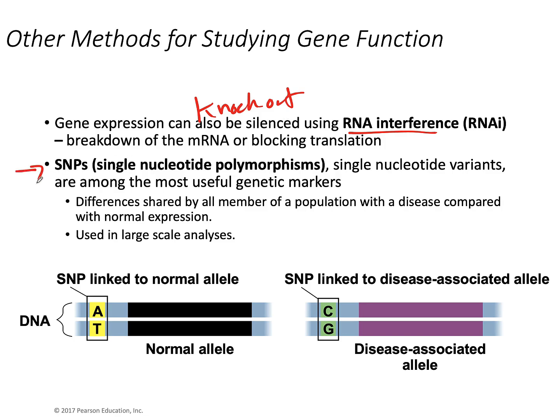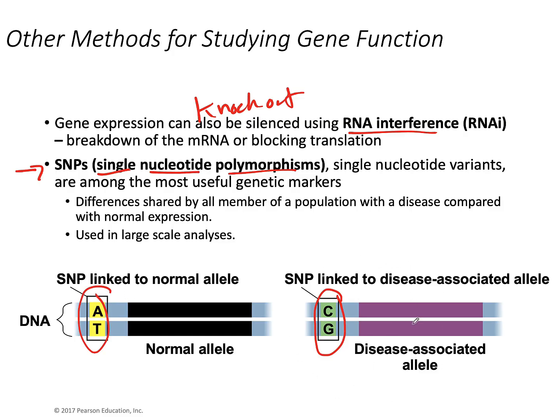Sometimes we want to study genetic markers at a larger level. So oftentimes we'll study populations of people and look at their genetics that have maybe a specific disease. And so what we'll find is something called a single nucleotide polymorphism, or a SNP. And it's pronounced snip, like you would snip something with scissors. And so sometimes in a population of people with a disease, we can find a specific single nucleotide polymorphism that is different than the people who all have the normal allele.